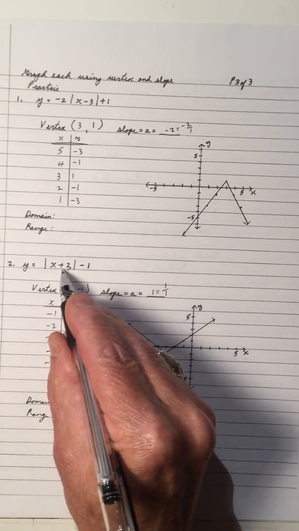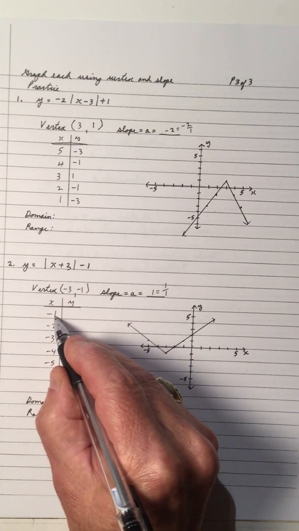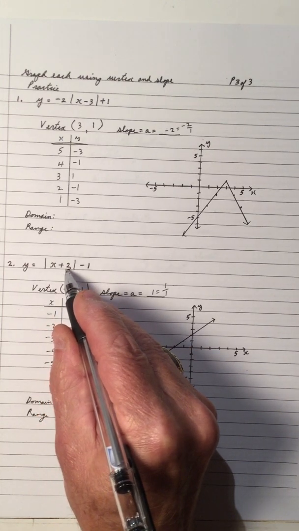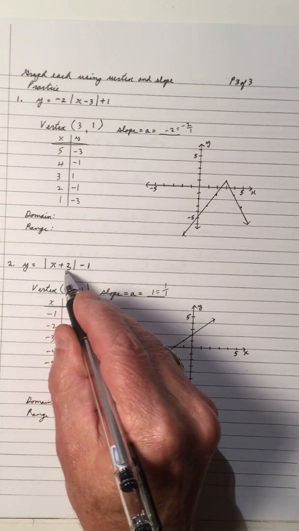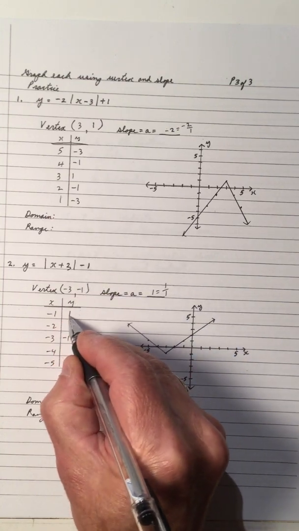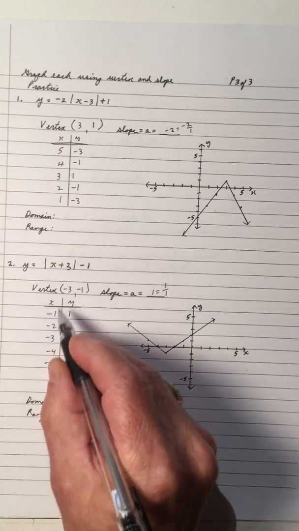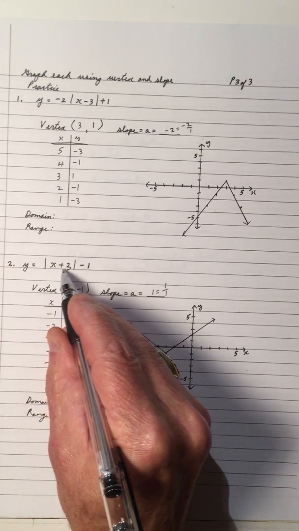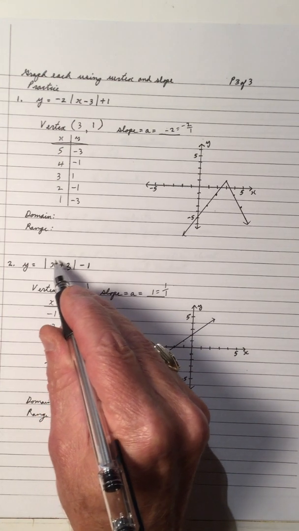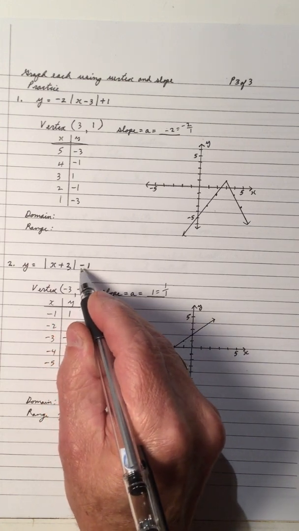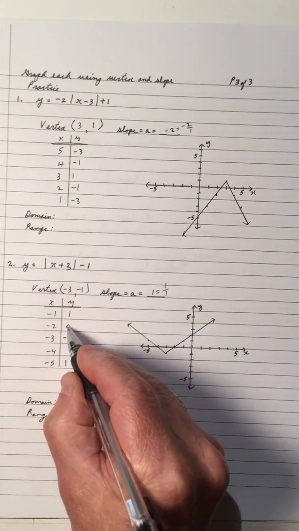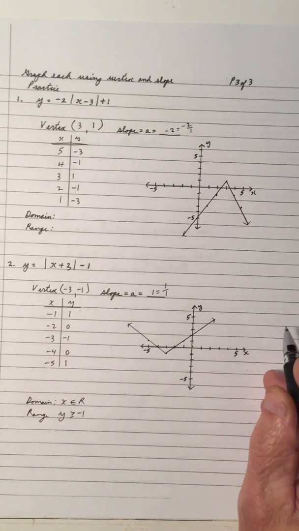So let's put a negative 1 in for x. Negative 1 plus 3 is 2. Absolute value of 2 is 2. 2 minus 1 is 1. So negative 5 is a 1. That's a 1. Negative 2. Negative 2 plus 3 is 1. Absolute value of 1 is 1. 1 minus 1 is 0. So that should be a 0.